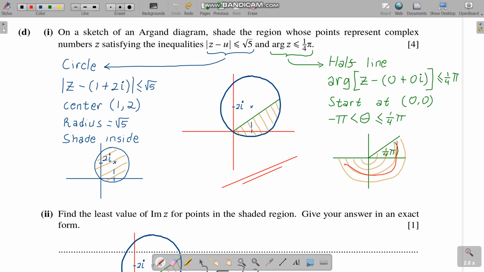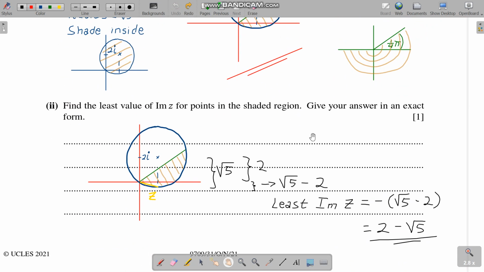So smaller means from minus pi to this value. Okay, so this is the part we shade actually. So all we need to draw is this one actually. So we combine the circle and the half line and we shade the intersection. So this is the final answer.